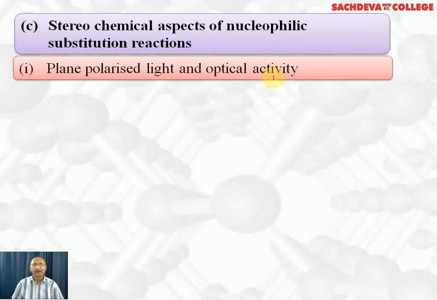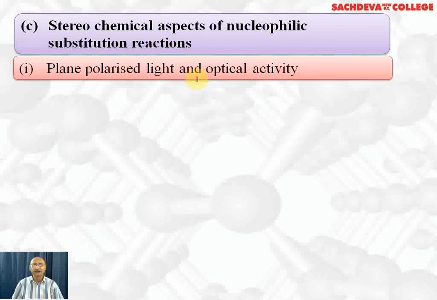Now, what is optical activity? When plane polarized light is passed through a solution of an organic compound, it rotates the plane polarized light either towards left or towards right. We say the organic compound is optically active, and this property of the organic compound is called optical activity. If the given organic compound rotates the plane polarized light towards right, we call it dextrorotatory. And if it rotates towards left, it is called levorotatory.